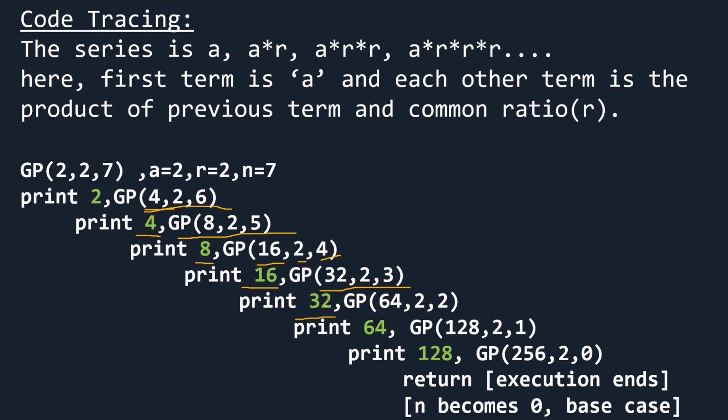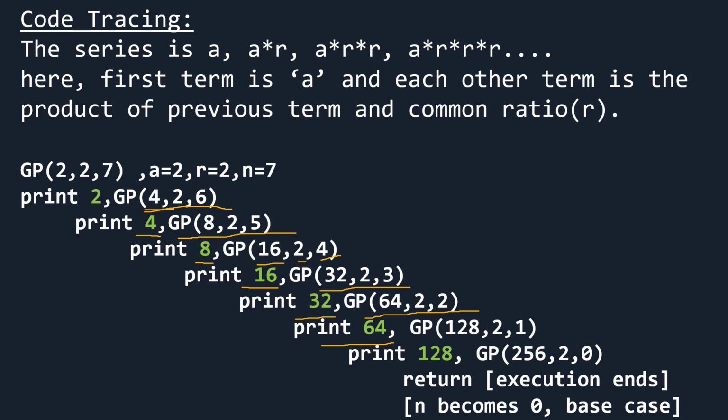Now again after that, the function GP will be called recursively. This time the values are 64, 2 and 2. 64 is the value of A into R. Previous A was 32, so 32 into R, that is 64. R value is 2 and N becomes 2. Now when this recursive function is called, it will print 64, okay, because your A value is 64.